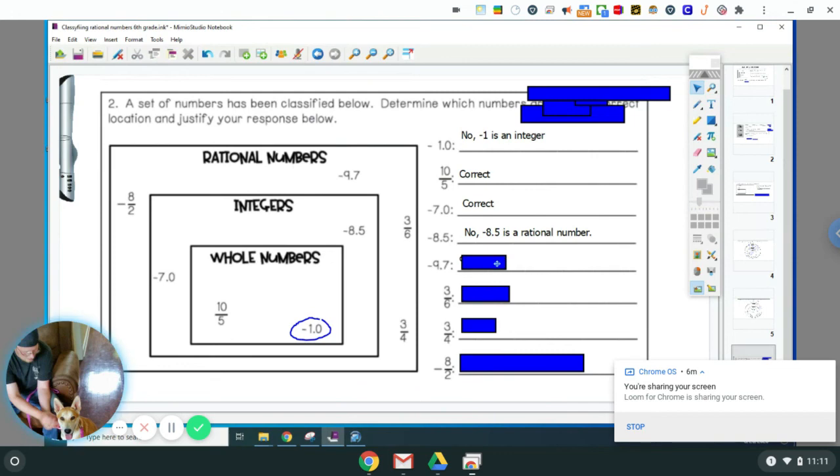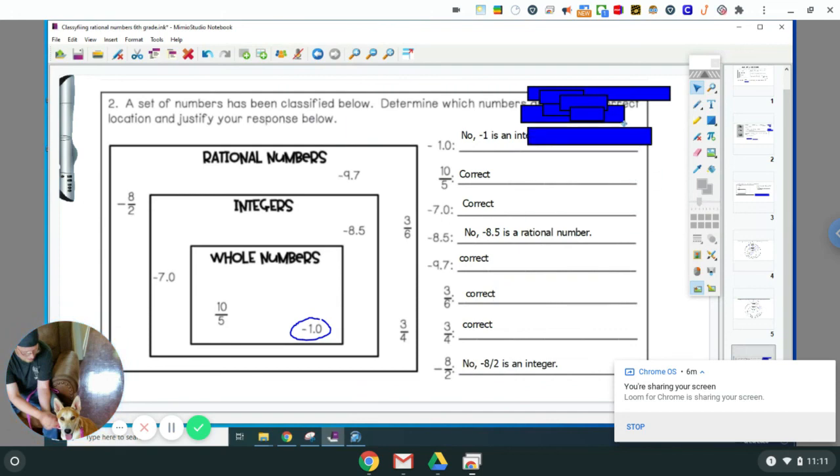Negative 9.7 is correct because it's a decimal. It belongs in the rational section. 3 over 6 is a fraction. It can be reduced to 1/2, but it's still a fraction, and it's rational. And 3/4 is a fraction and belongs to rational. Negative 8 over 2 is incorrect because negative 8 divided by a positive 2 is negative 4. It should be an integer.